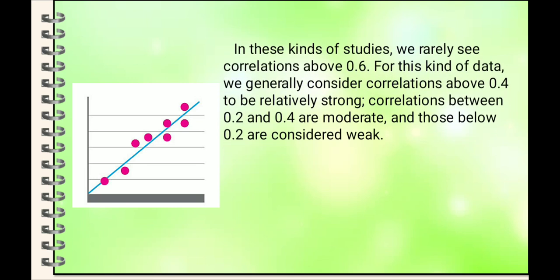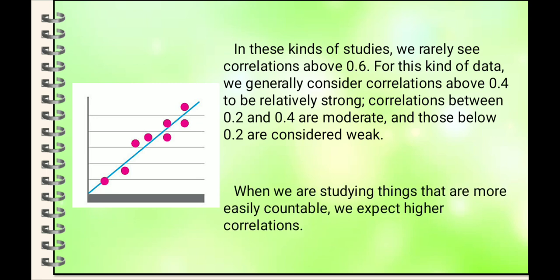In these kinds of studies, we rarely see correlations above 0.6. For this kind of data, we generally consider correlations above 0.4 to be relatively strong. Correlations between 0.2 and 0.4 are moderate, and those below 0.2 are considered weak.